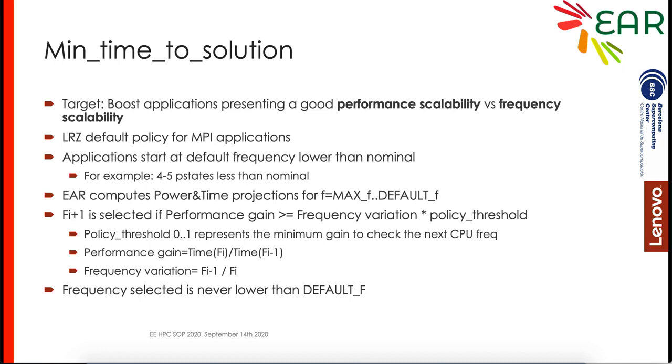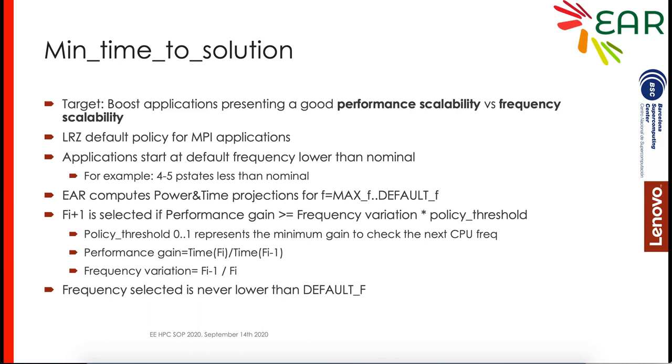That paper presents the evaluation of a set of applications when using min time to solution. Min time to solution is the default policy at SuperMUC-NG at LRZ for MPI applications. The target of min time to solution is to boost applications that present good performance scalability compared with the frequency scalability. So what we compute is the speedup, or the acceleration, when increasing the frequency, compared with the ratio of that frequency increment.